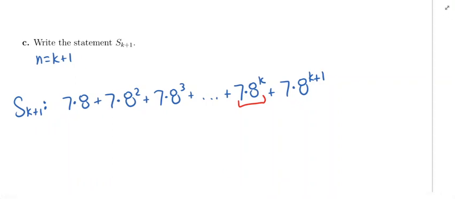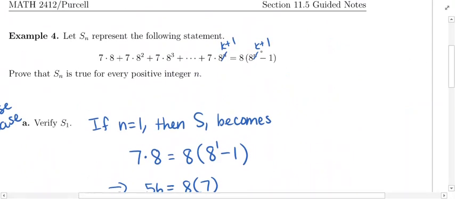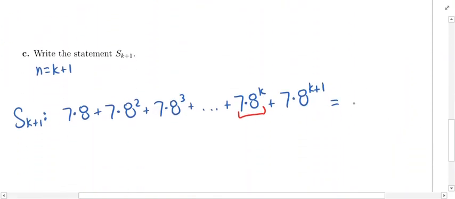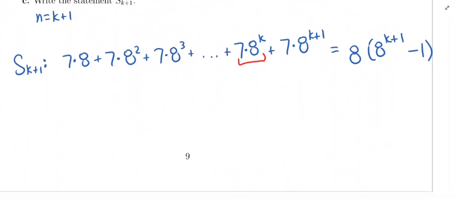All right, we need to write down what's going to be on the right side here. If we go back up, replace n with k plus 1 on the right side, we're going to get 8 times 8 to the k plus 1 minus 1. Okay, so let me make sure that's right. Yes. Usually we're supposed to simplify, but there's nothing we can simplify at this point. So I'm just going to move on. I have Sk plus 1. I'm ready to go to the induction step.